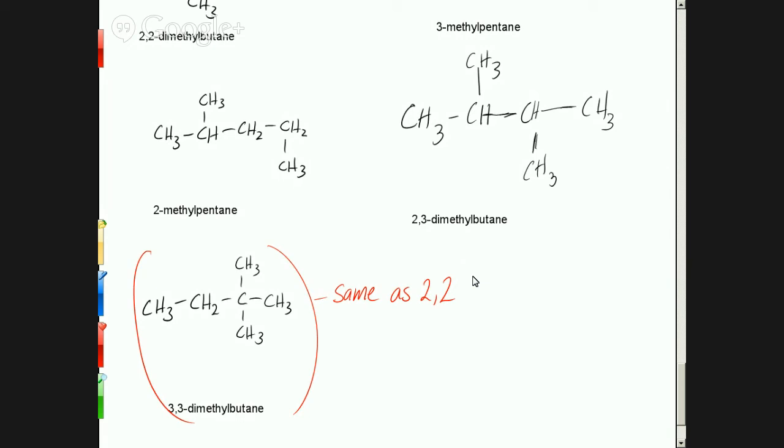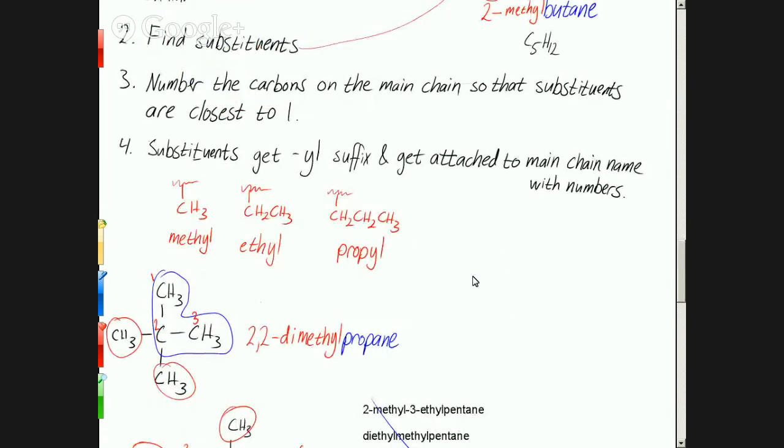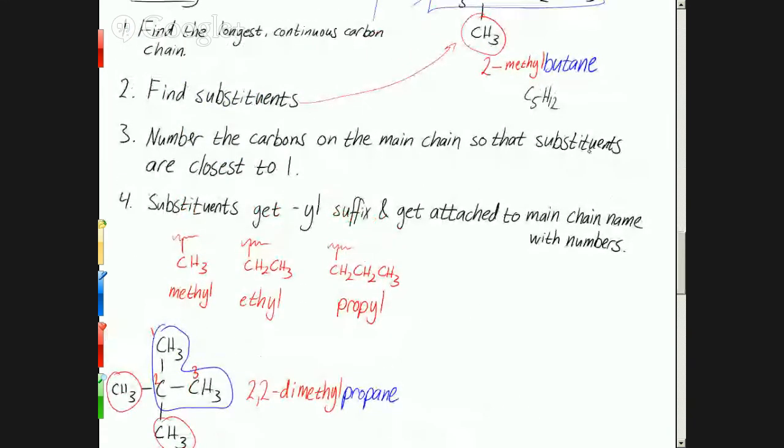Could you still name it 3,3 though? Or no, it just counted as the same, you just still name it 2,2? It would be 2,2-dimethylbutane, right? I have a weird question. What is our rule of knowing either have to go this way or this way? Whichever way makes it so the substituents have the lowest numbers. So whatever side the substituents are closest to, that gets the 1. Right.